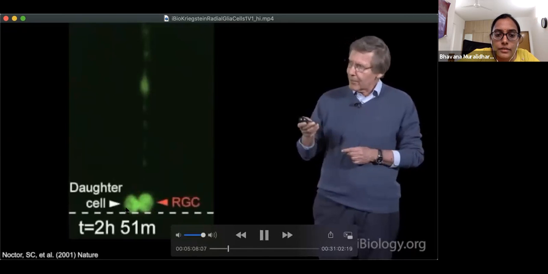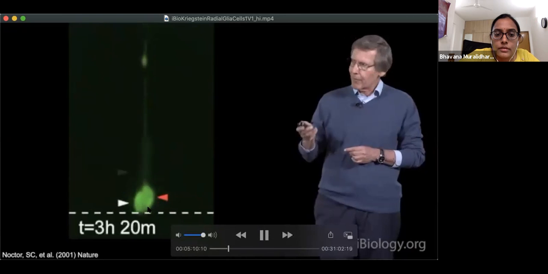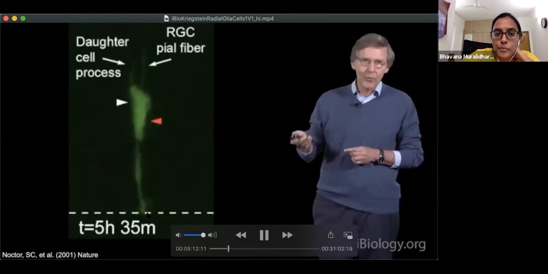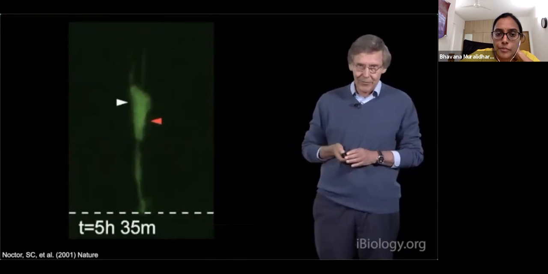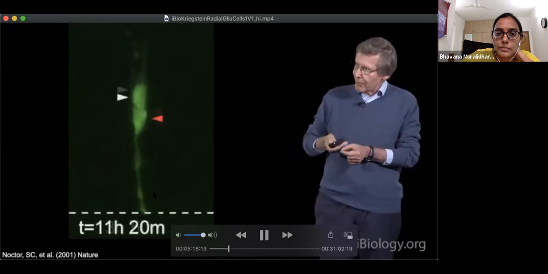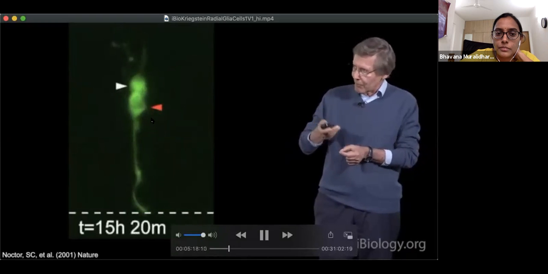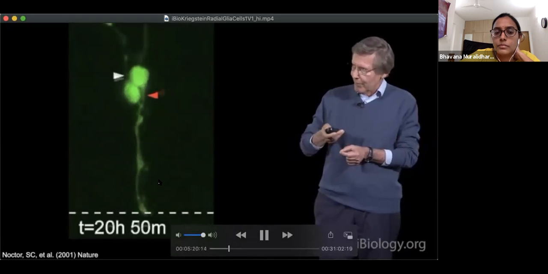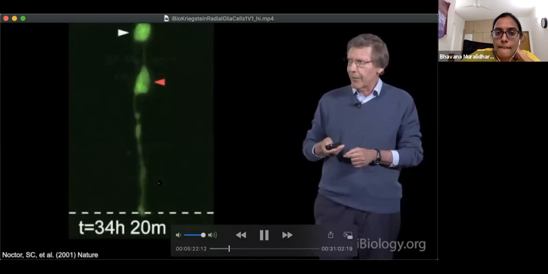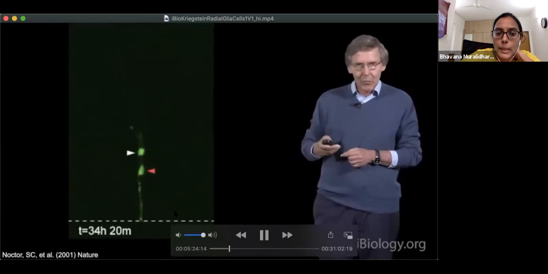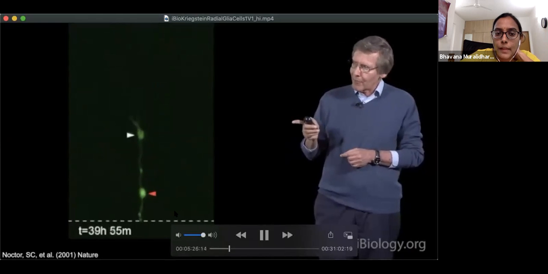But the radial glial fiber never retracted. So that radial glial cell was a self-renewed radial glia after that first division. And then the nucleus of the radial glial cell moved back up. It goes through interkinetic nuclear migration, as do all neuroepithelial cells. And the daughter cell started migrating away. And I hope you can appreciate it's migrating along the parental radial fiber.